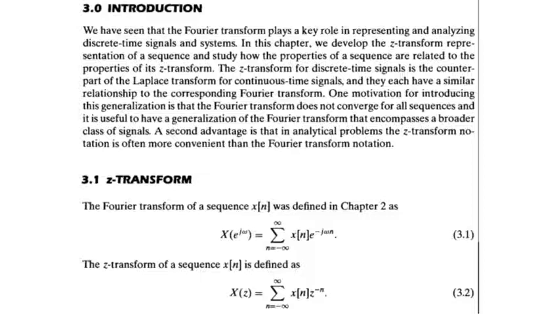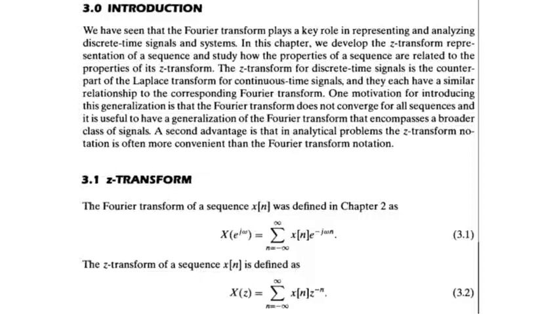The reason for introducing these generalizations, that is Laplace and Z-transform, is that Fourier transform does not converge for all these sequences. So it is useful to use the generalization. With the help of z or with the help of s, we can make the signal converge. So let's get started with Z-transform.